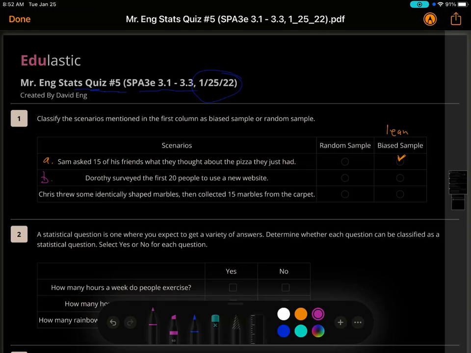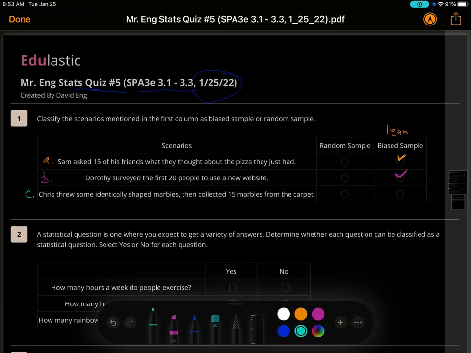B, Dorothy surveyed the first 20 people to use a new website. Hey guys, what do you think of my website? Well, they were the first 20 on there, so they're probably really excited about your, I don't know, Dancing with Penguins website. Does that make sense? They're already the first 20 on there, so they're excited.